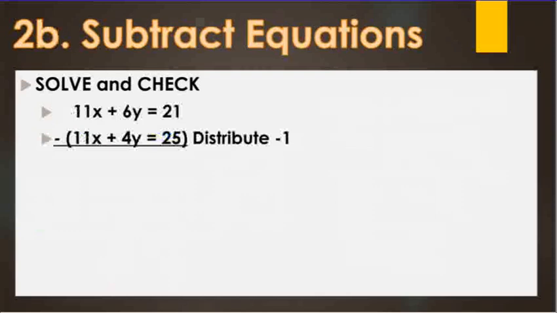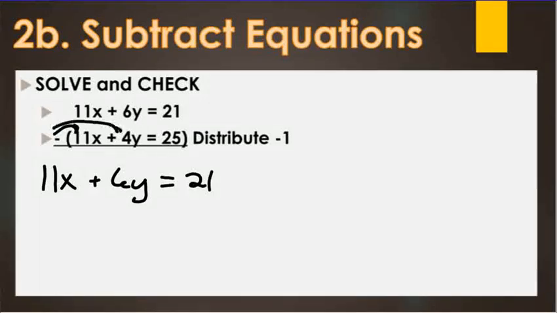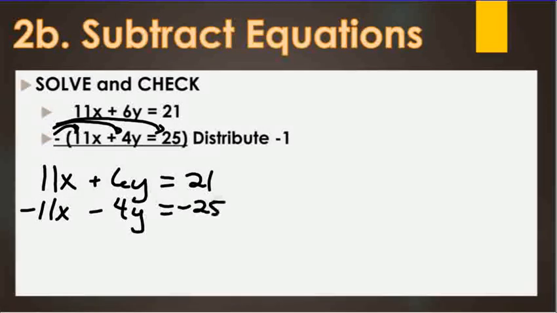Let's take a look at a second example. Same thing, the bottom one, we need to distribute a -1. So I'm going to rewrite my whole problem. So I have 11x plus 6y equals 21. Now I have to distribute a -1 here. So this would be a -11x, a minus 4y, and a -25.